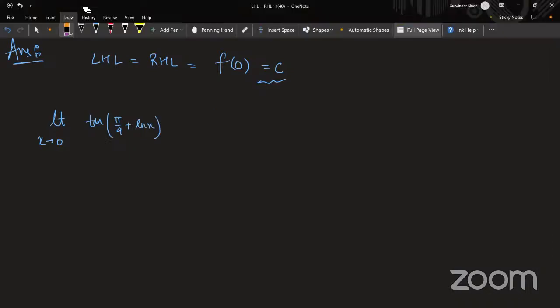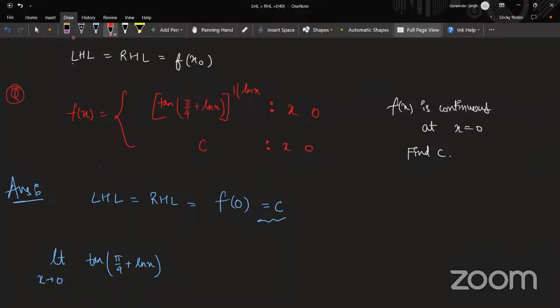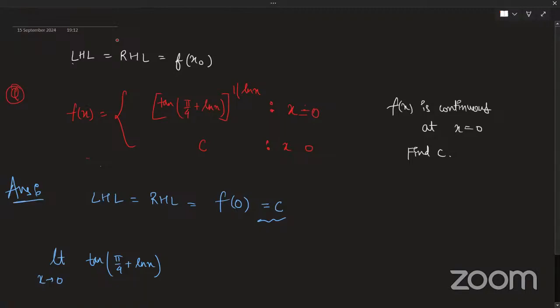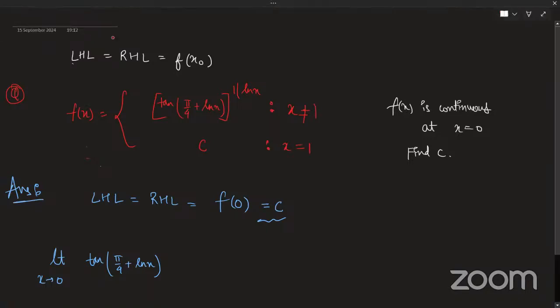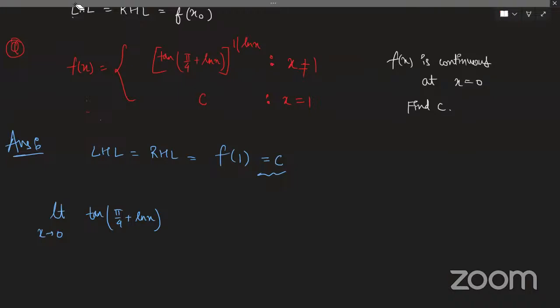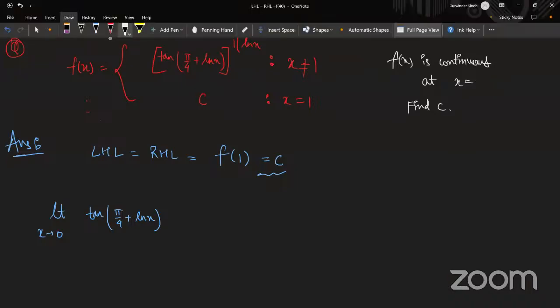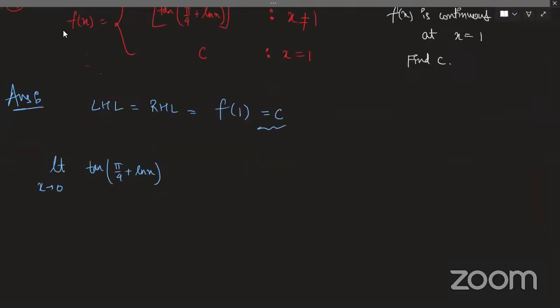Sorry, just a minute. It is x equal to 1, not 0. Just a change in the value. So it is x not equal to 1, and the same thing we are doing for 1. So this will change to x tends to 1, the whole raised to 1 by ln x.